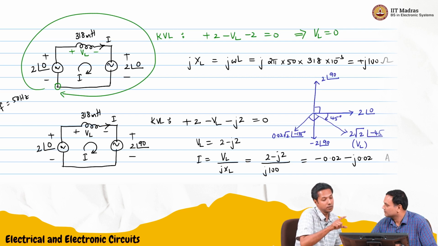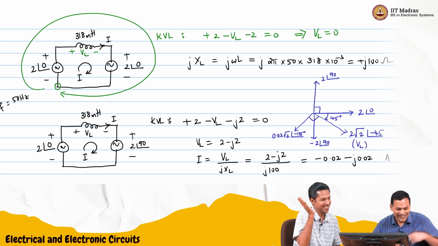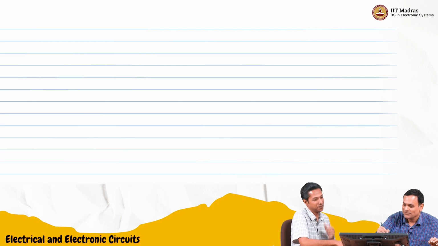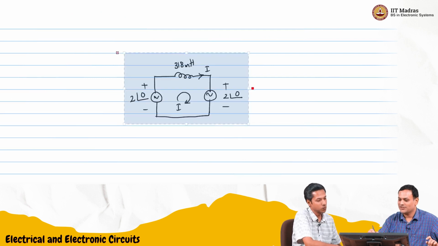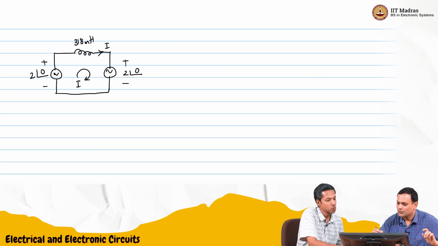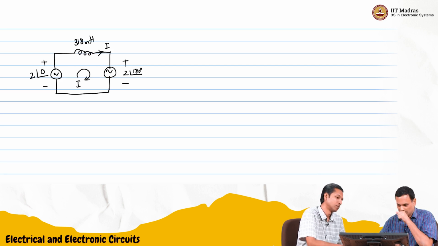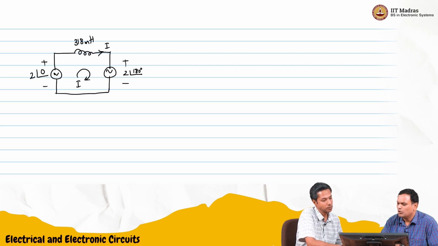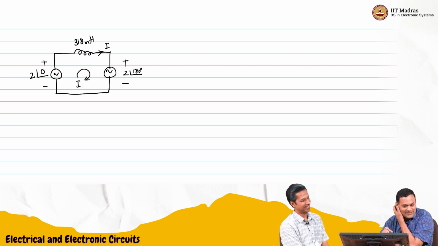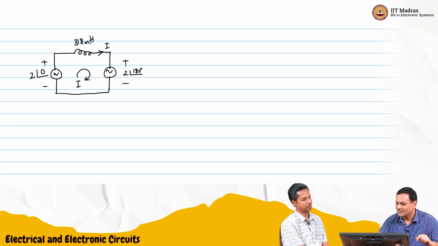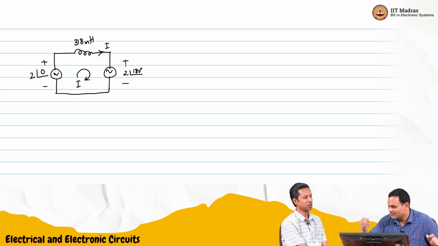So suppose instead of 2 angle 90, it was 2 angle 180. Okay, let's try that out as well. We should try different phasors to see what it gives. Okay, 2 angle 180. 2 angle 180 is just minus 2. Minus 2 sin omega t, that's true. It will just be minus 2. It will be very straightforward.